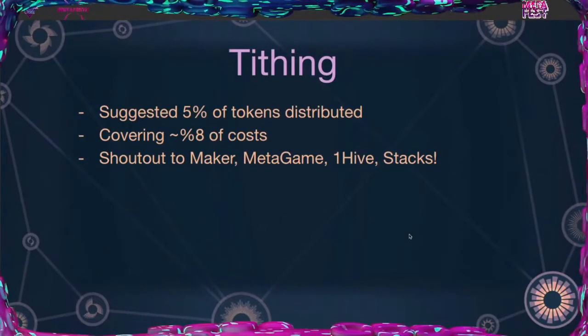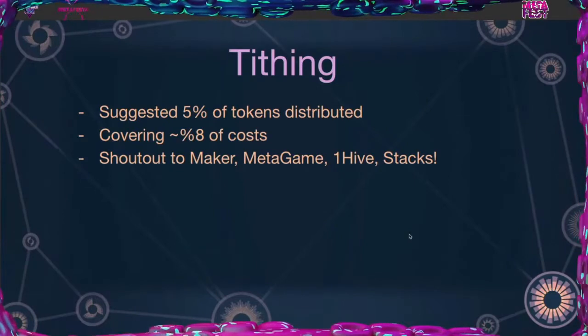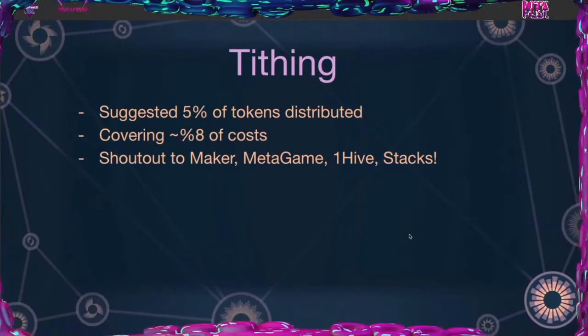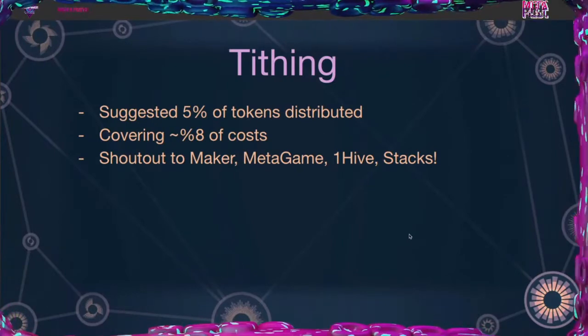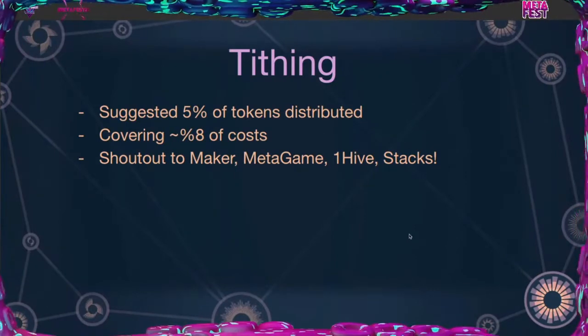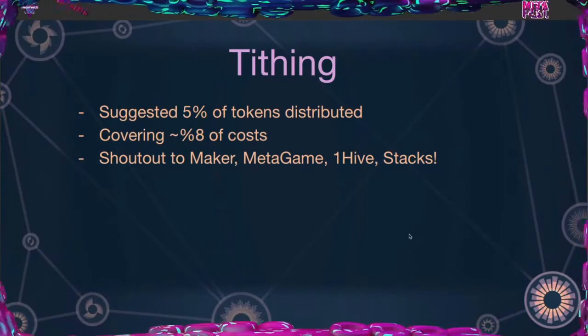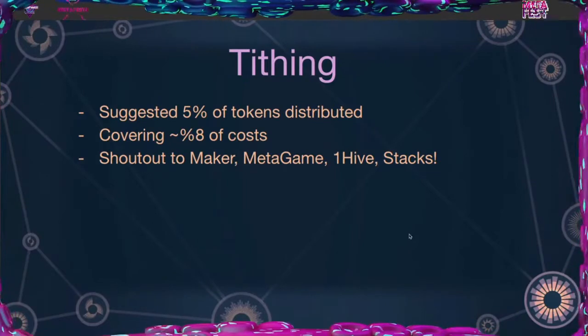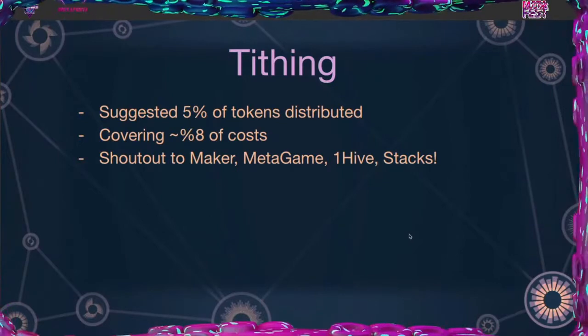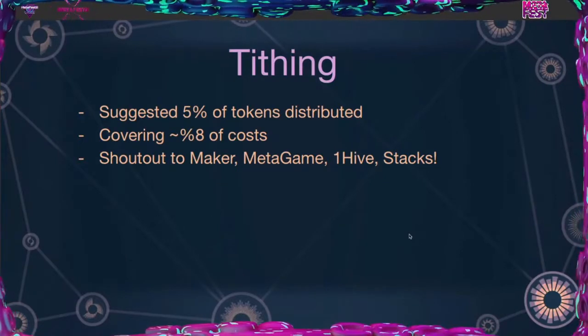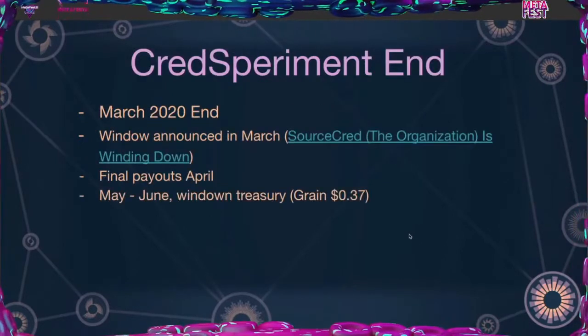Most of this time, our revenue model has been tithing, which is basically donations. We've suggested 5% of tokens distributed. That's very roughly covered about 8% of the costs. And special shout out to Maker, Metagame, OneHive, and Stacks. Those are our biggest tithers.